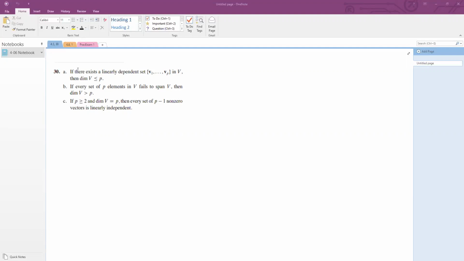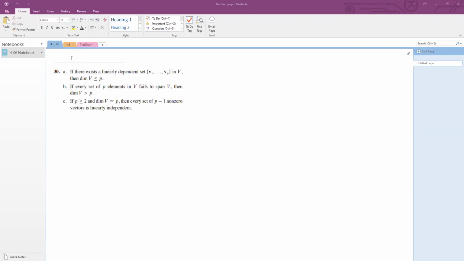We have, if there exists a linearly dependent set in V, then the dimension of V is less than or equal to P, and P is the number of elements in that linearly dependent set. All right, so let's break this one down. We have some vector space V, and we have a set of vectors in it. And we're being asked about how the dimension of V compares to the number of elements in this set.